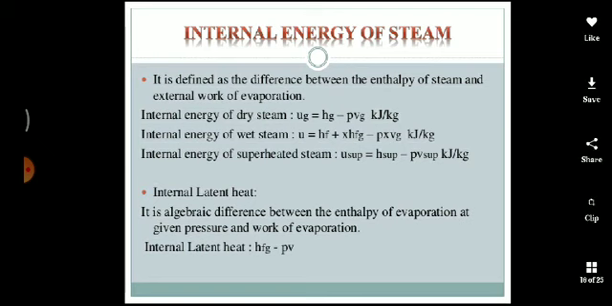Internal energy of wet steam, U is equal to Hf plus x Hfg minus Pxvg kilojoule per kg. Internal energy of superheated steam, U superheated is equal to H superheated minus PV superheated.